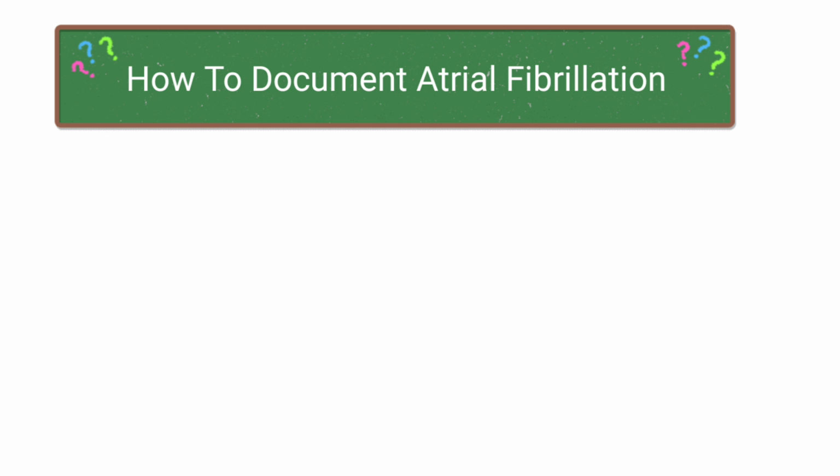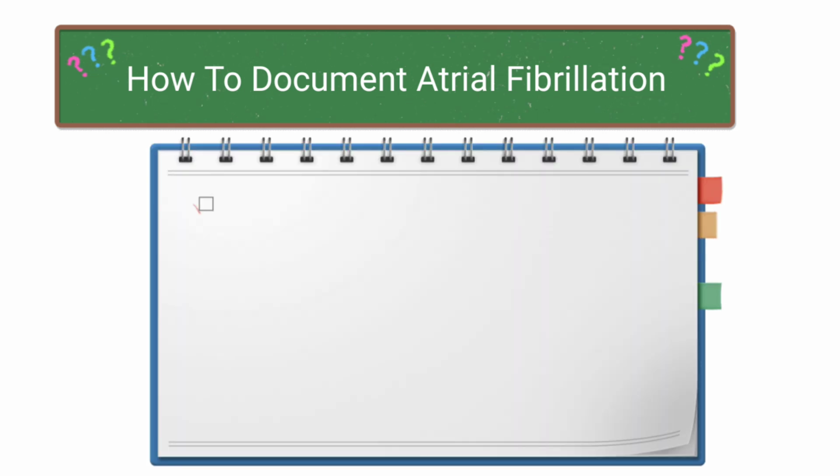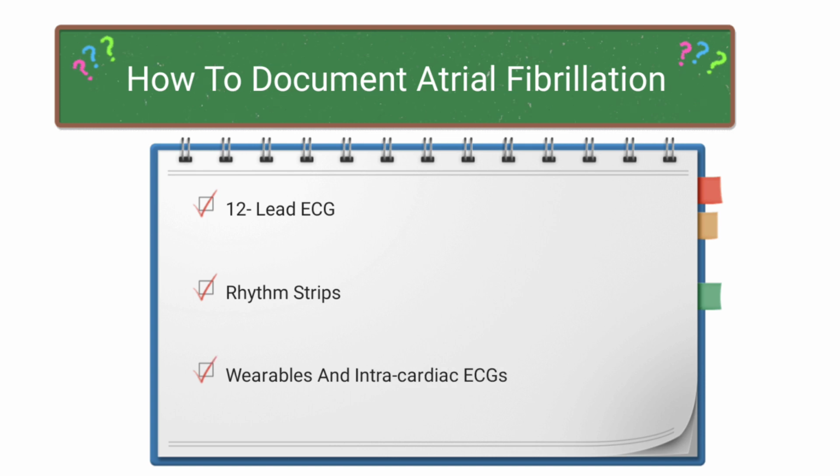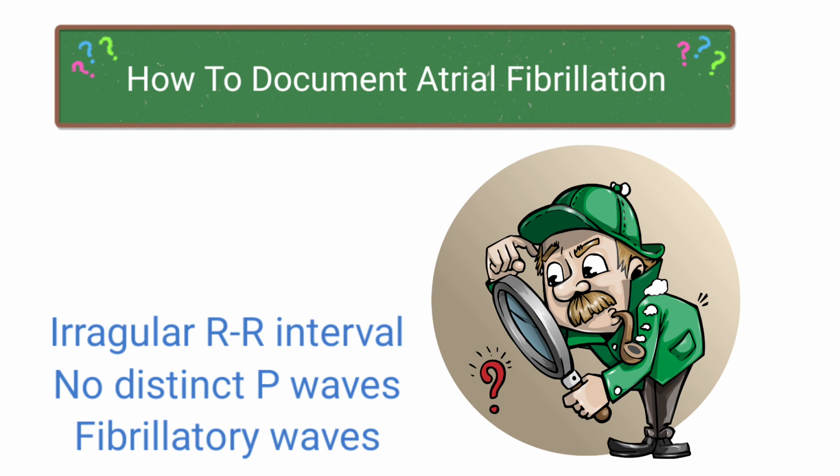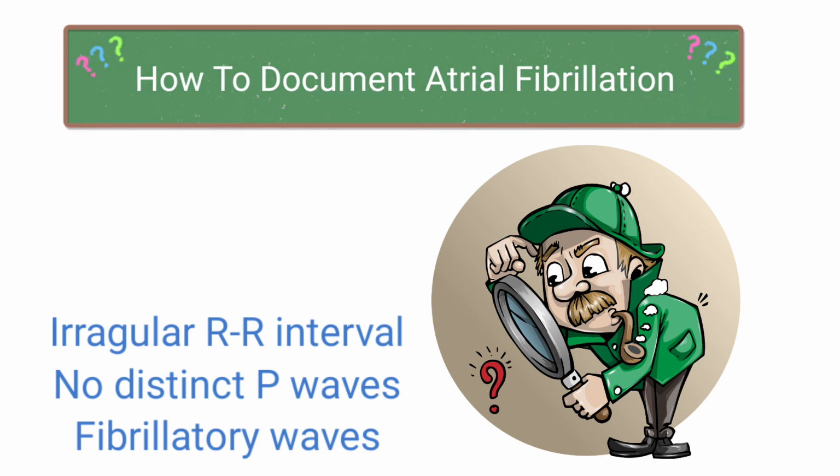Atrial fibrillation can be documented by, for example, 12-lead ECG, rhythm strips, wearables, and intracardiac electrograms, but will always require visual confirmation that the diagnosis is accurate.